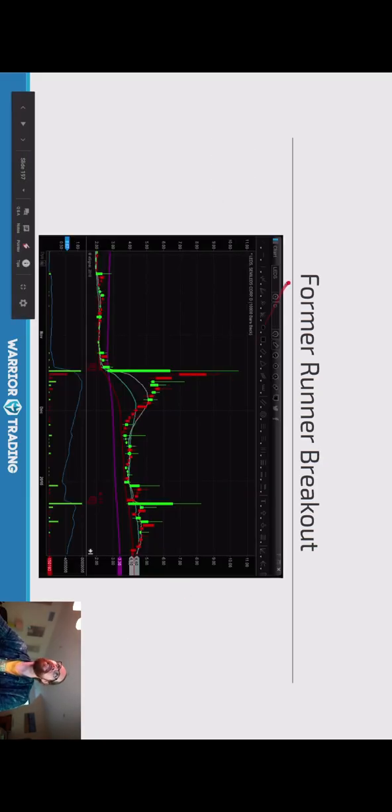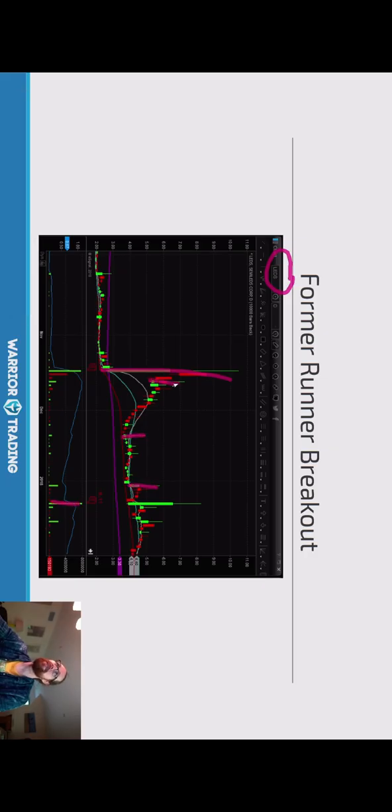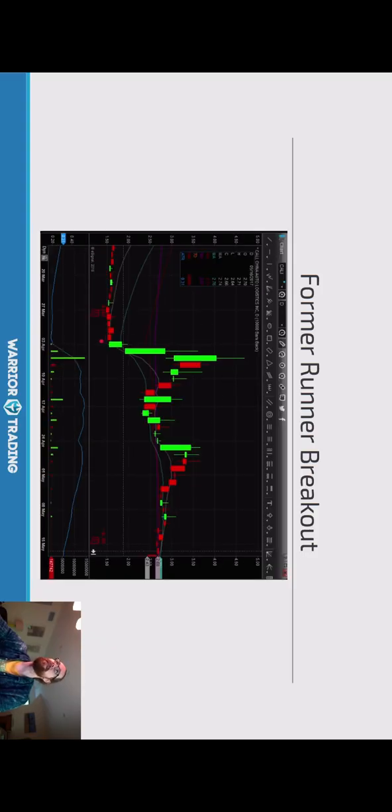So LEDS, a former runner, really strong on this day, even more volume on this day. And not bad on this day or even on this day. So it likes to pop up. Cali, another stock that likes to pop up. Popped up here, here, here, and here.